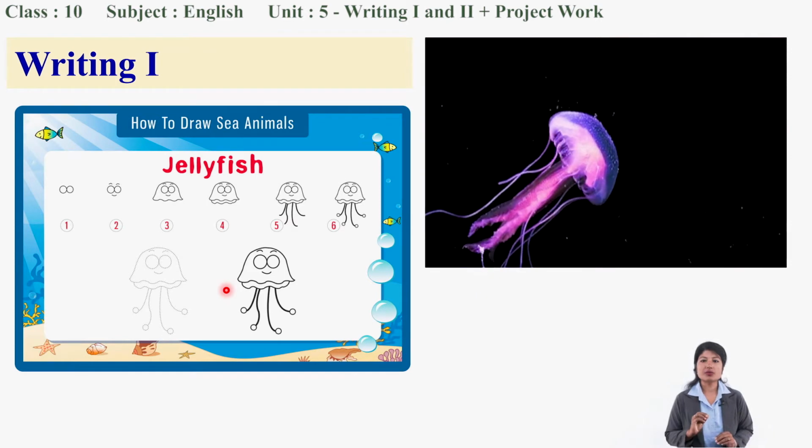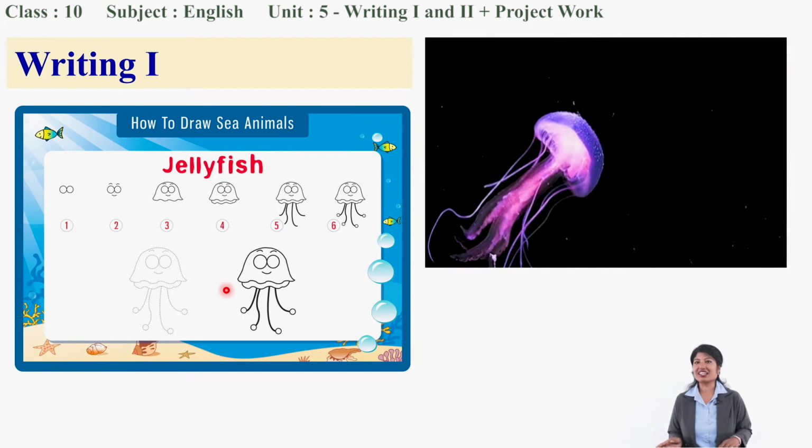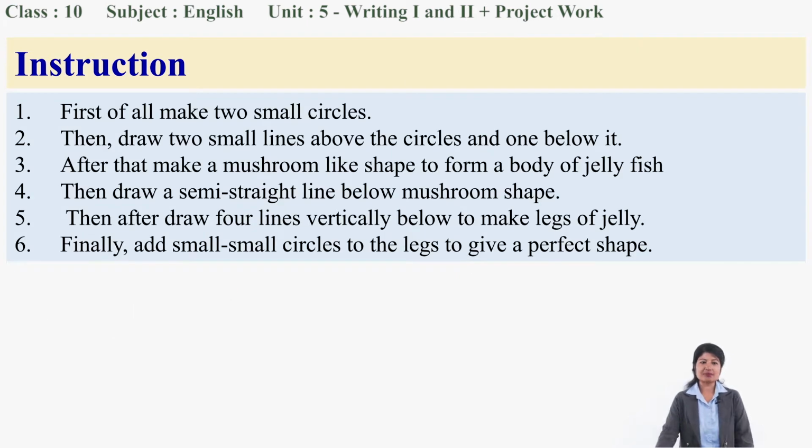First of all, we prepare the instruction. I have already prepared the instruction over here. Everybody, let's go through it. Here it goes. Number 1. First of all, make 2 small circles. Our drawing starts with making small 2 circles. I'm going to draw that on the board later on. Let's finish reading this instruction first. 2. Then draw 2 small lines above the circles and 1 below it. Third, after that, make a mushroom-like shape to form a body of jellyfish.